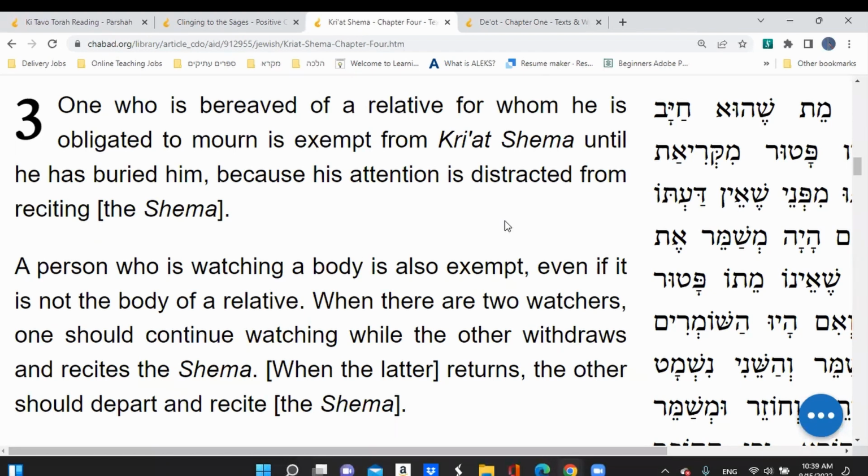Akhi, can I ask one question? Of course. Can we recite Shema in the graveyards?